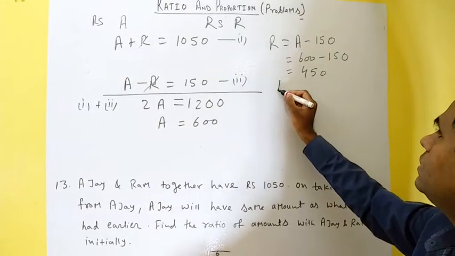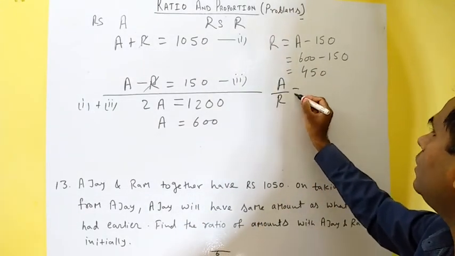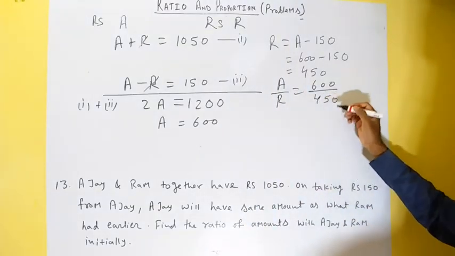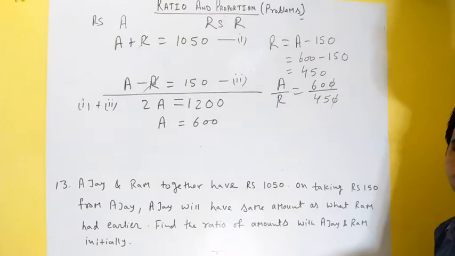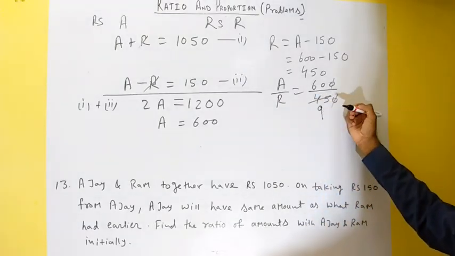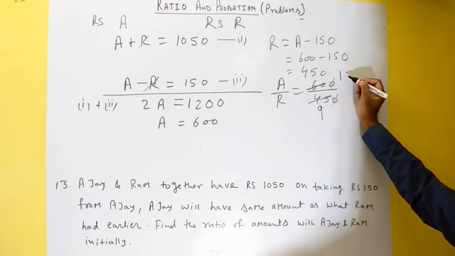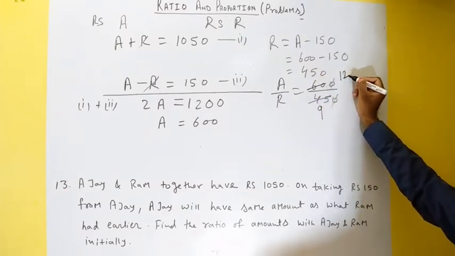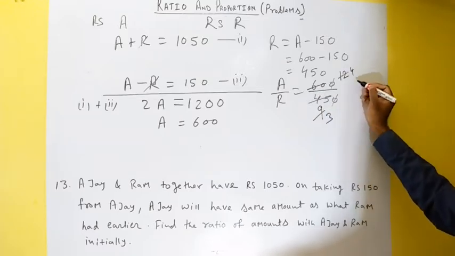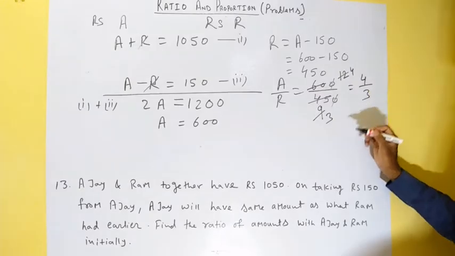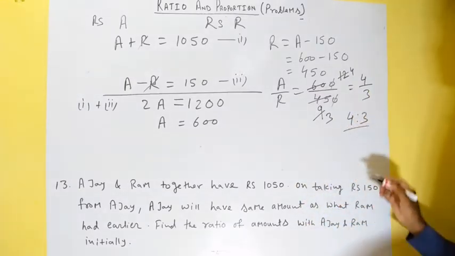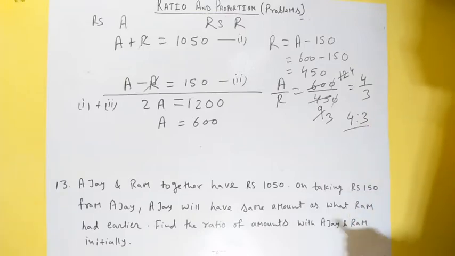So the ratio is with Ajay and Ram, so 600 upon 450. So we can cancel this 0. Now with 5, if I want to cancel this, 9 5s are 45, and this will become 2, right? Now with 3, this is 3, this is 4. So finally 4 is to 3 is the answer. So this is the answer for 13th.